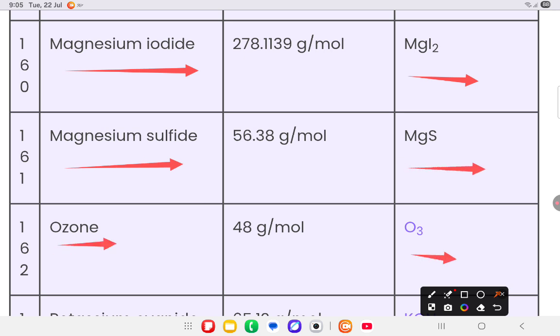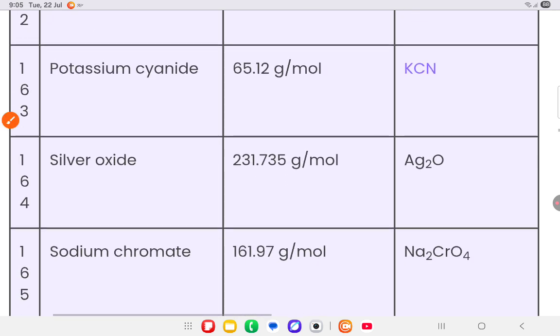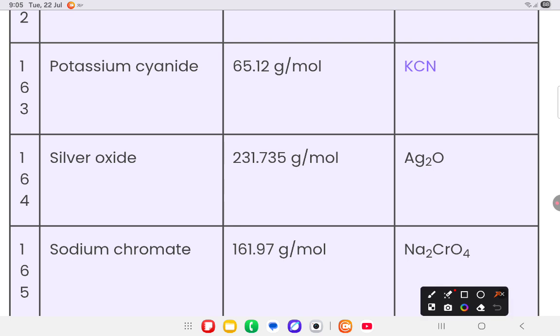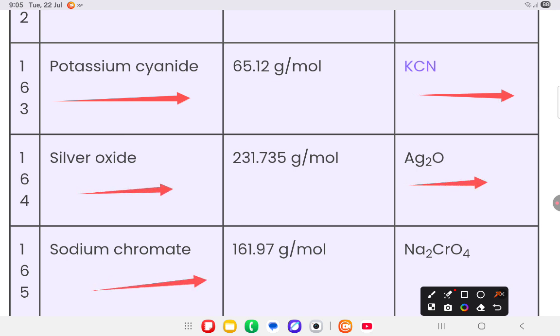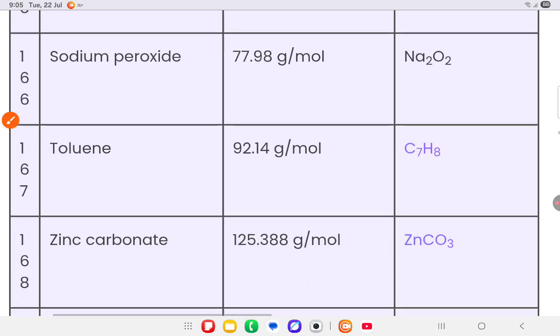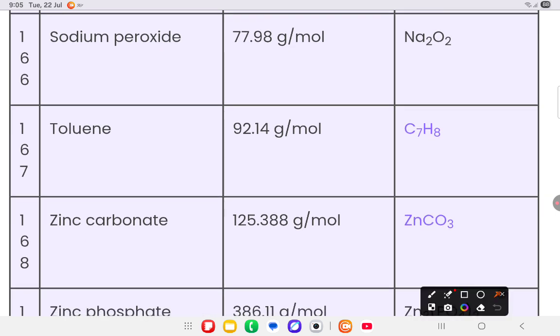Ozone, that is O3. Okay, then potassium cyanide, that is KCN. Silver oxide, that is Ag2O. Sodium chromate, that is Na2CrO4. Then sodium peroxide Na2O2. Toluene, that is C7H8.